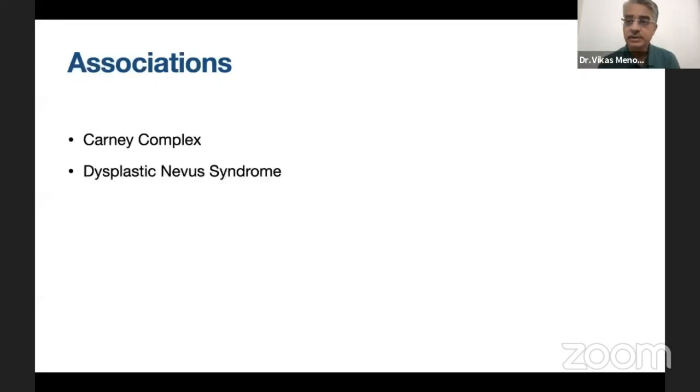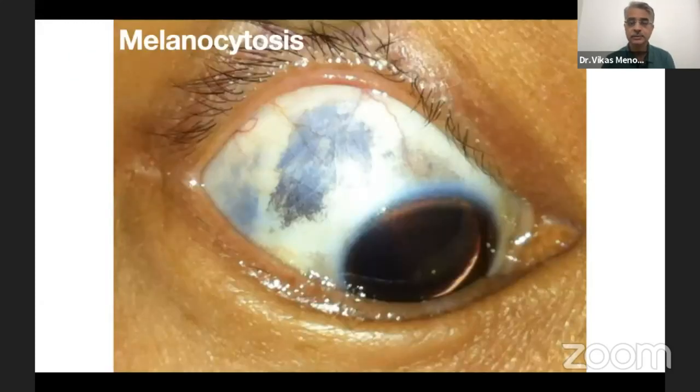Some systemic associations which one should know of when seeing nevi: the Carney complex, which may be associated with myxomas, and dysplastic nevus syndrome, which is actually a kind of pre-malignant association. The next most common type of pigmentation that we see on the ocular surface is this. It's an irregular kind of pigmentation, not brownish, but slightly a grayish blue type of irregular pigmentation.